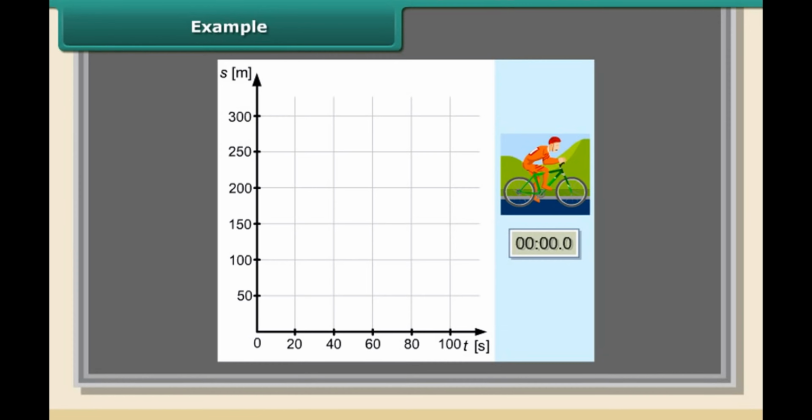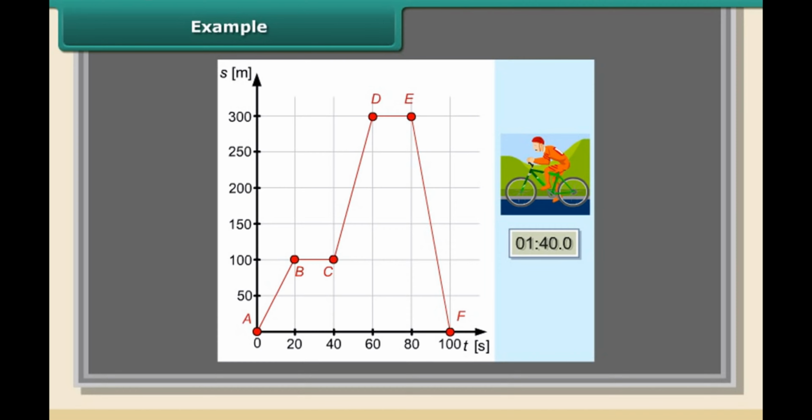This is the location time graph for a cyclist. While plotting the graph, the short moments of time where the cyclist changed his speed were neglected. From the graph, we can determine the location of the cyclist at a given moment, the type of motion with which he was traveling along particular segments, his speed, the distance he covered, and even his direction of movement. So from segment AB, we can discover that the cyclist covered the distance of 100 meters in 20 seconds, moving at a constant speed of 5 meters per second.